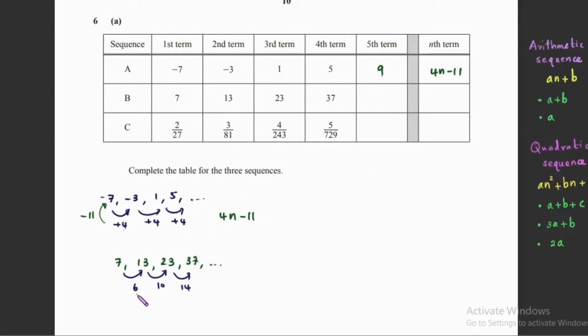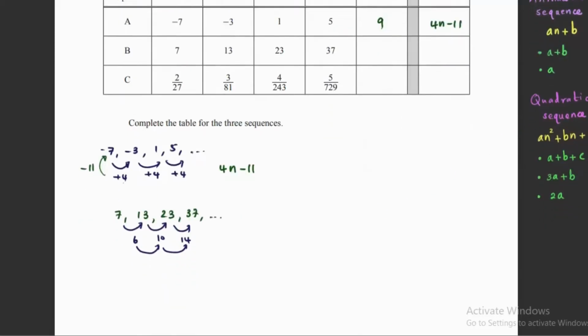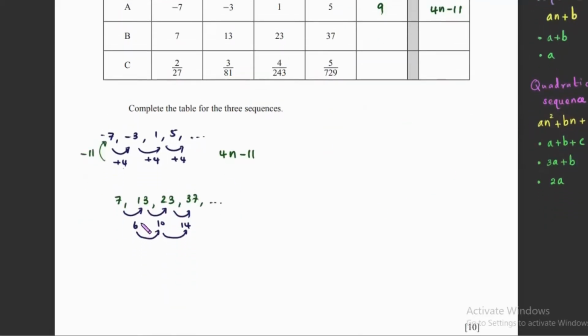So we're going to find another difference as well, the second difference. This is the first difference, and the first difference is not the same. When we find the second difference, we get a 4. This increases by 4, and this also increases by 4. Here we know that the second difference is the same. This is when we understand that this is a quadratic sequence.